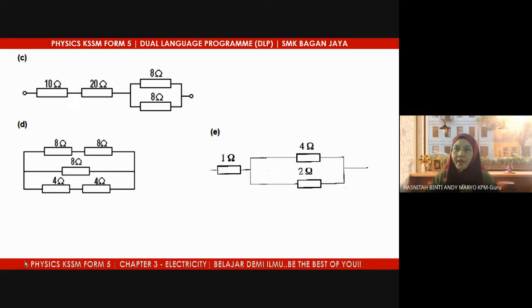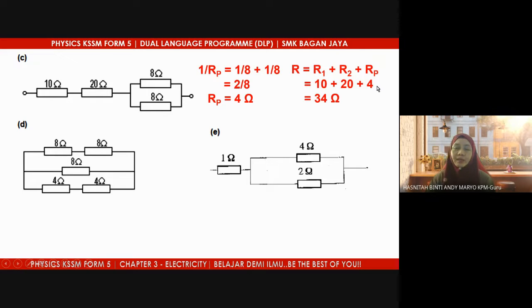Okay, so I think we can check the answer for C first. For C, it is a combination. So first we solve the parallel. When you have a combination, the tip is you solve the parallel connection first. So how to find the effective resistance in this parallel circuit? 1 over 8 plus 1 over 8 will give you 2 over 8. Don't forget to invert. So it will give you 4. So the resistance here is 4. Then 4 plus 10 plus 20 to find the total. 4 plus 10, very good, 34. The answer is 34 for C.